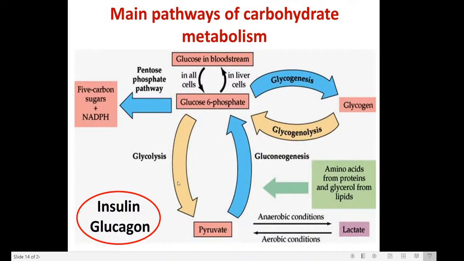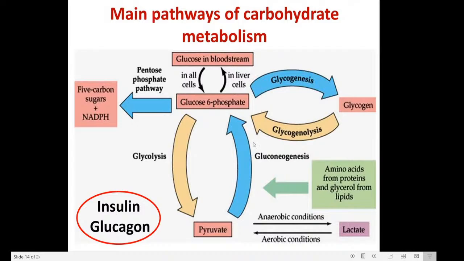In the glycolysis pathway, you can produce pyruvate from glucose 6 phosphate. In the gluconeogenesis pathway, we can get glucose 6 phosphate production from pyruvate. It's a very important thing. In glycolysis, we produce pyruvate from glucose 6 phosphate. In the gluconeogenesis pathway, we produce glucose 6 phosphate from pyruvate.